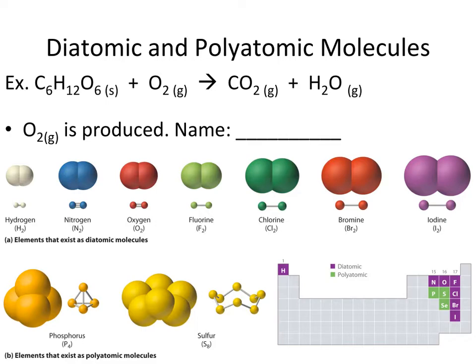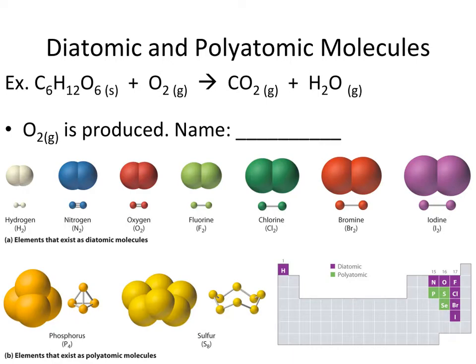Here are some diagrams of what we're seeing. We have our diatomic molecules from hydrogen all the way to iodine. You can see that most of them are single bonds, with the exception of nitrogen, which is a triple bond, and oxygen, which is a double bond. Here we have our polyatomic molecules. This is phosphorus, so it forms this triangular or pyramid shape. And then we have this eight atom shape, this polyatomic structure, and this is what sulfur usually goes to when it's not existing in a compound. So you can see that most of these nonmetals exist in some form of diatomic or polyatomic molecule.